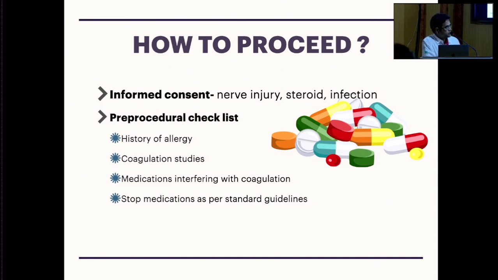The checklist must obviously include the history of allergy, because you are also using a local anesthetic for skin infiltration and for the drug. Coagulation studies are sometimes very important if the patient is on blood thinners like antiplatelets or anticoagulants. In that case, you have to strictly follow the guidelines of the American Society of Regional Anesthesia and Pain Medicine, and also the Indian society that has given guidelines on when the drug should be stopped. In some cases, the patient has a cardiac condition and is taking some medication, so you take the physician's opinion regarding stopping the medications.